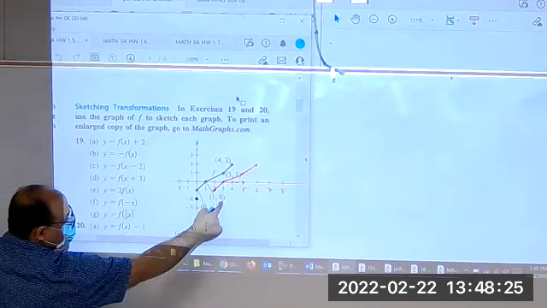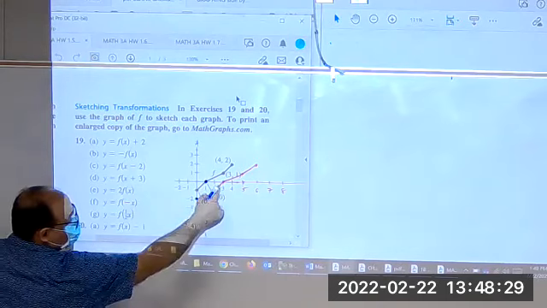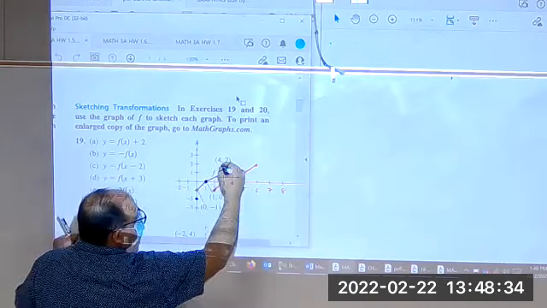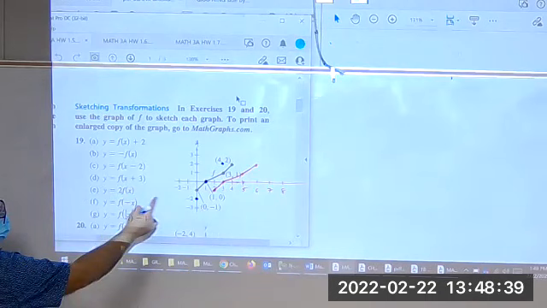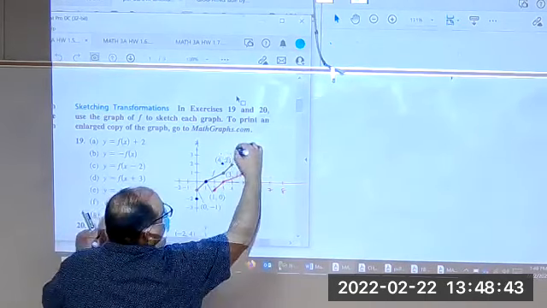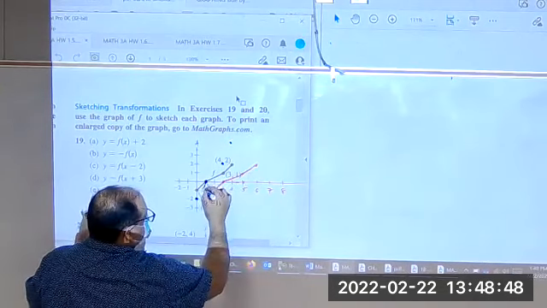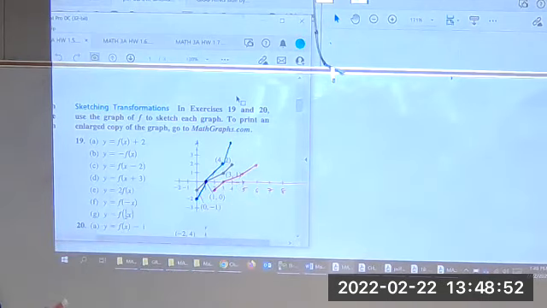When you plug in 1, we get 0. 2 times 0, it's still 0. When we plug in 3, we get a 1. 2 times 1, it's now up here at 2. And when we plug in 4, we used to get 2. It's now 2 times 2, it's up here at 4. And you can see the slopes are much steeper because it's 2 times it instead.